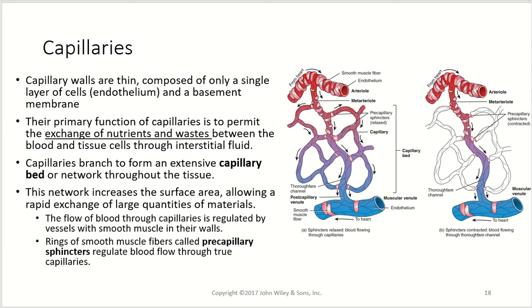The flow of blood through capillaries is regulated by vessels with smooth muscles in their walls, just like we've talked about, and rings of smooth muscle fibers called precapillary sphincters are responsible for regulating blood flow through these capillaries. Here we can see our precapillary sphincters. These are responsible for regulating the flow of blood through these capillaries.